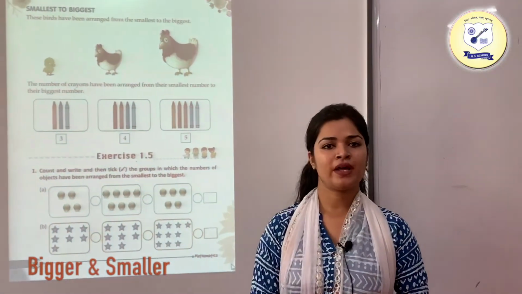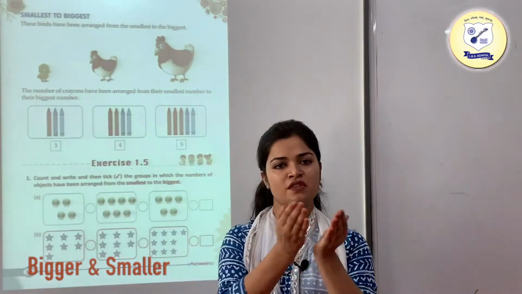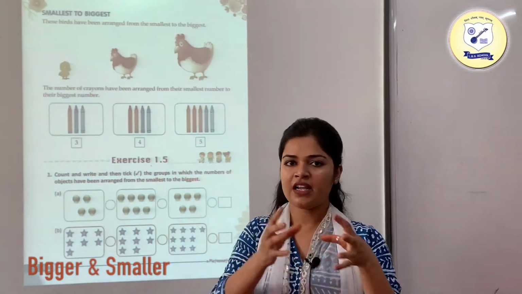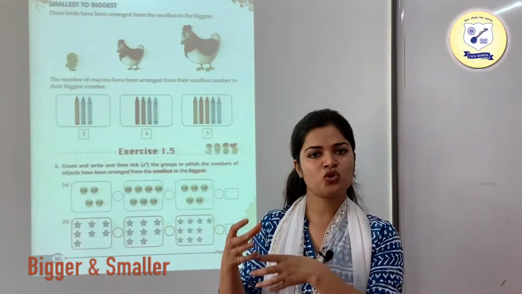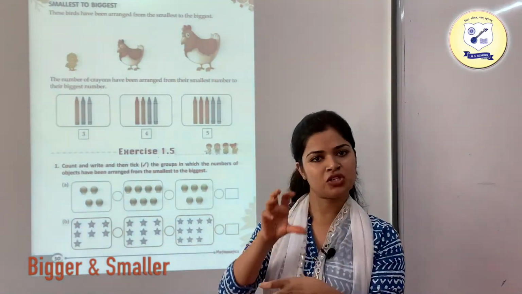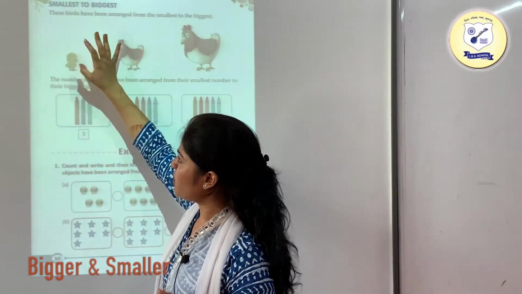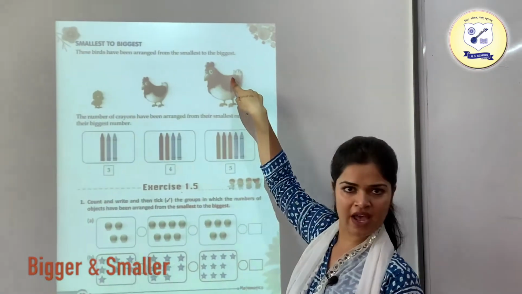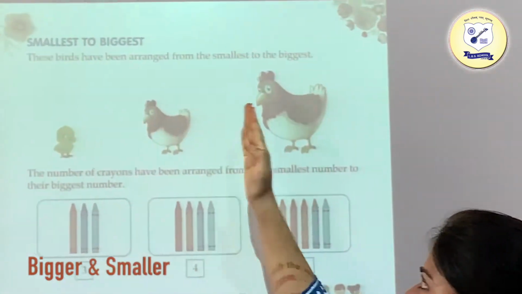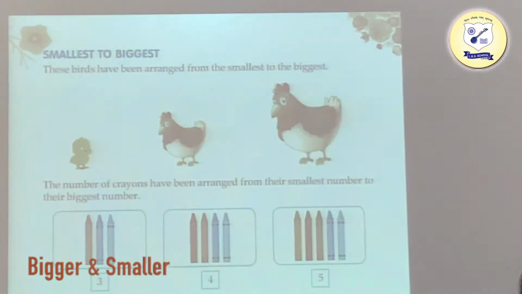Now we are going to arrange the objects according to their size or their number on the basis of smallest to biggest. Earlier we were doing biggest to smallest. Now we are going to arrange those objects in the sequence of smallest to biggest. As you can see that we are having this chick which is very small in size. After that we are having a hen, and again we are having a hen, and the size of these are increasing.